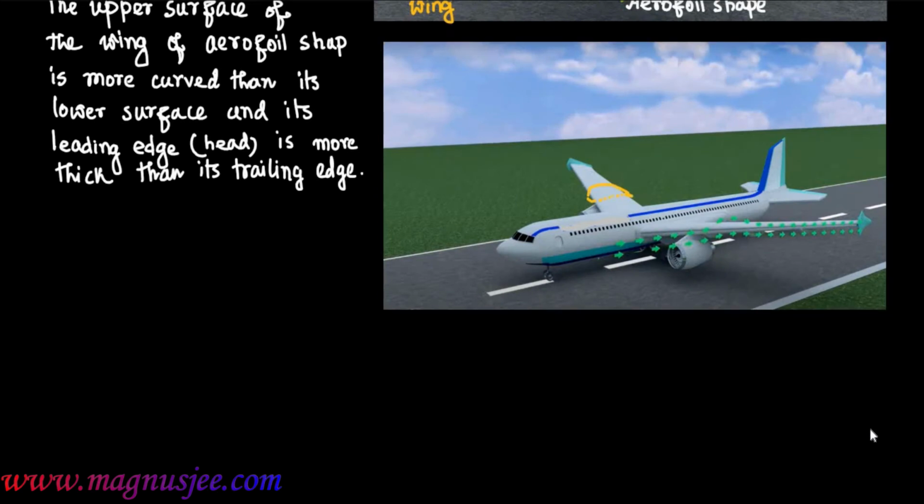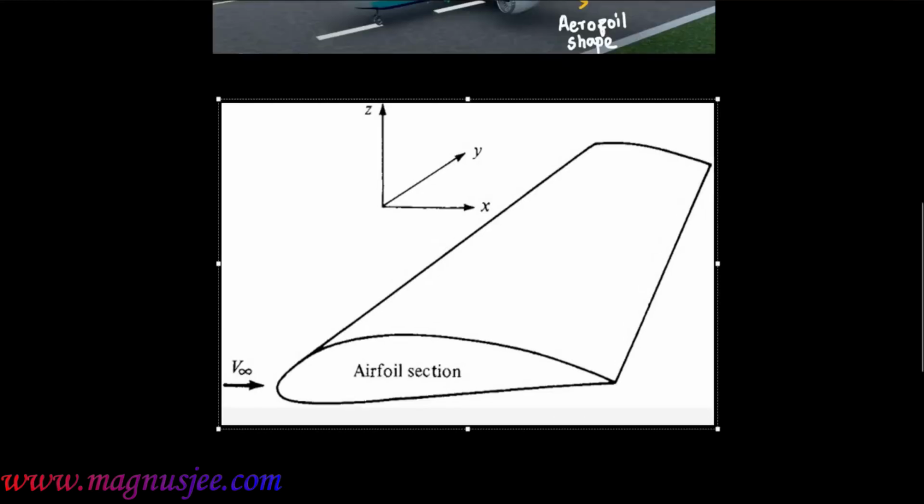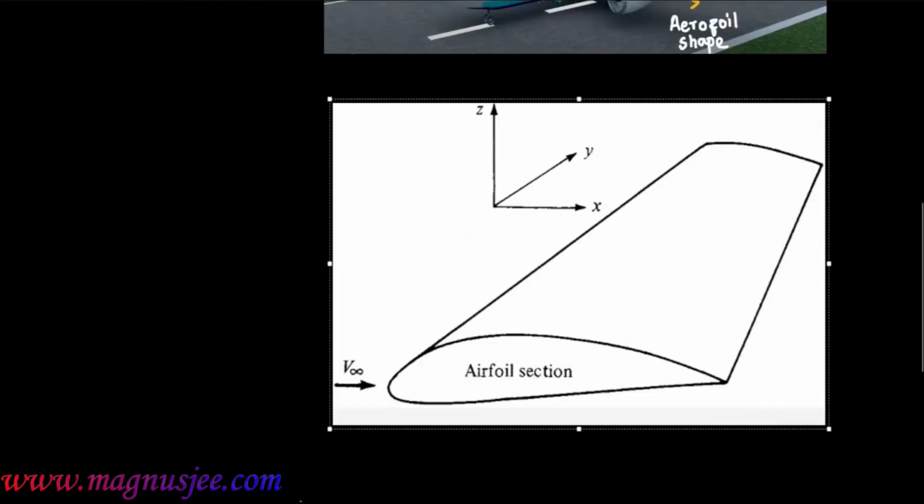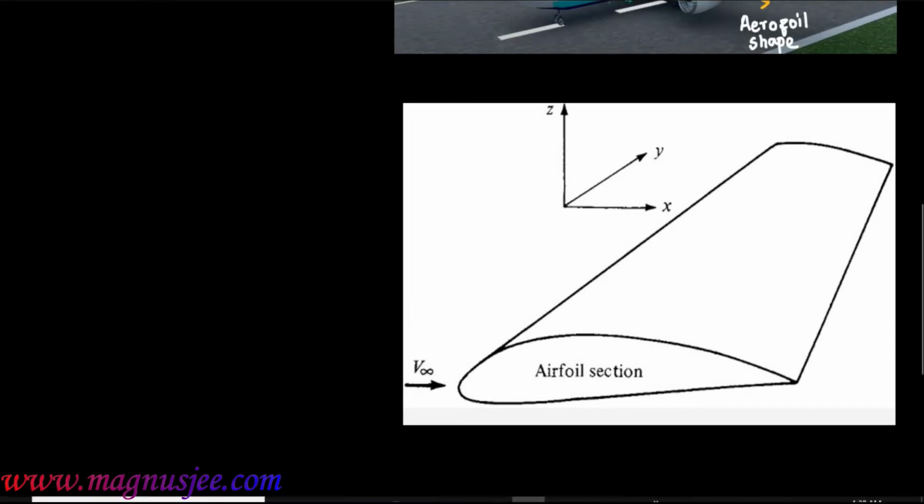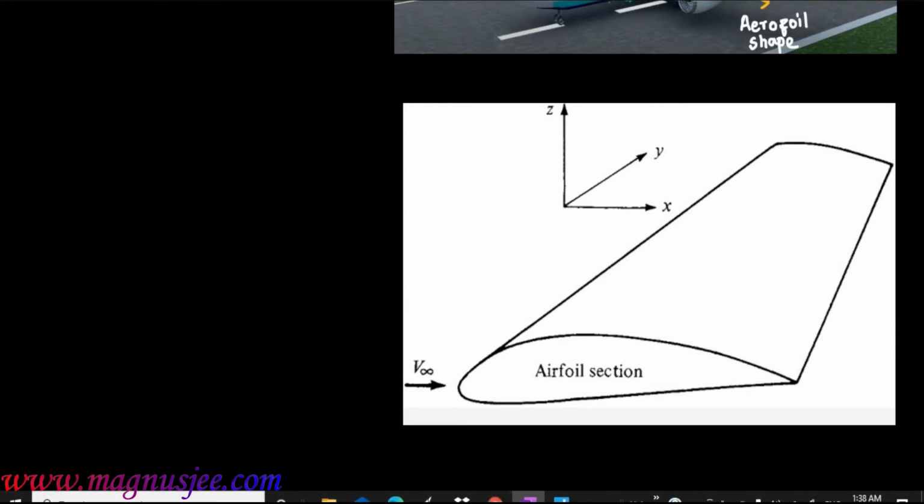And we can denote the airfoil shape on the aeroplane wing. This is the airfoil shape of the wing, in which its leading edge is more thick than its trailing edge. And what does airfoil shape mean? It will be viewed if the wing is cut across its cross section, and in which its leading edge is more thick than its trailing edge.